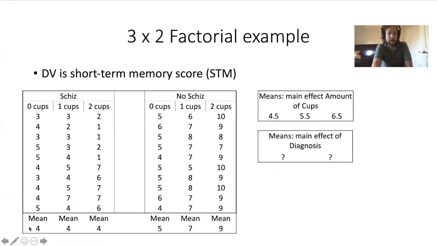So there's actually 2 ways to do this, and your way is definitely correct. You can add up these 3 means: the mean of the 0 cups, schizophrenia, the mean of the 1 cups, and the mean of the 2 cups. You add those 3 scores together, which gives you 12, and then divide by 3. That gives you the mean score of people with schizophrenia, which would be 4. Does anyone know the other way that you could derive this mean of 4? Anyone know?